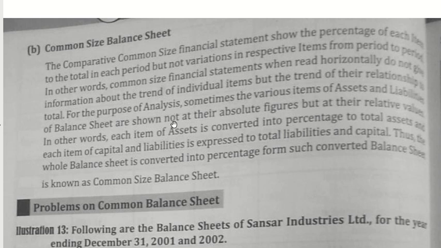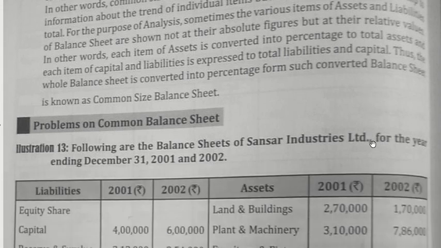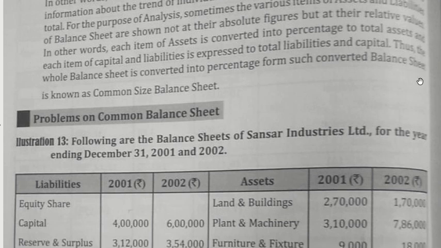For example, all the assets will be converted to the percentage of total assets, and all the liabilities, that is the capital and liabilities, will be expressed as a percentage of the total of liabilities and capital. Thus, the whole balance sheet is converted into percentage form and we call it a common size balance sheet.